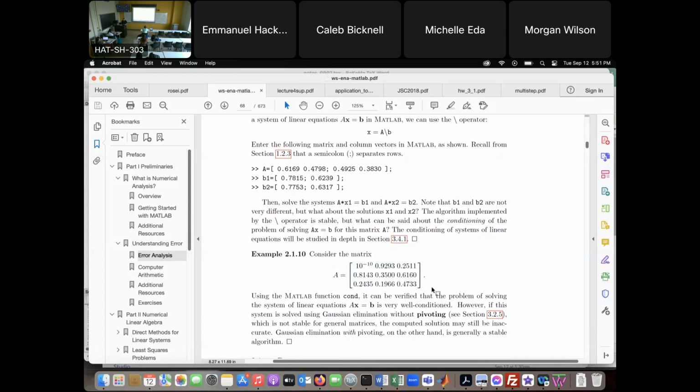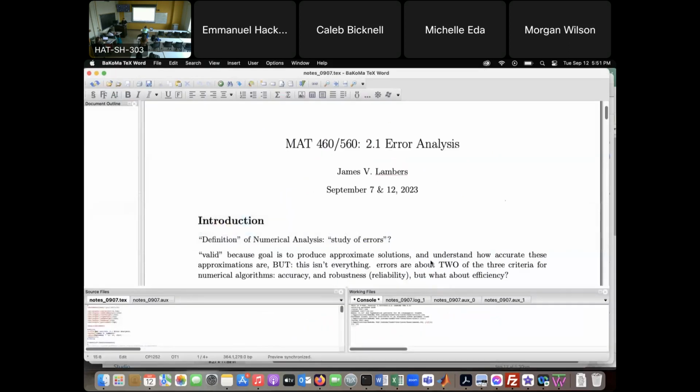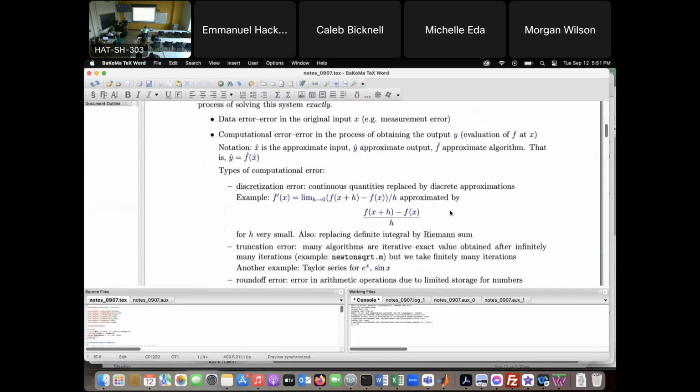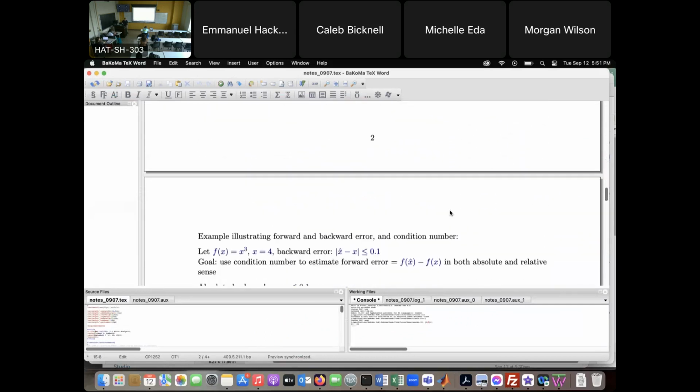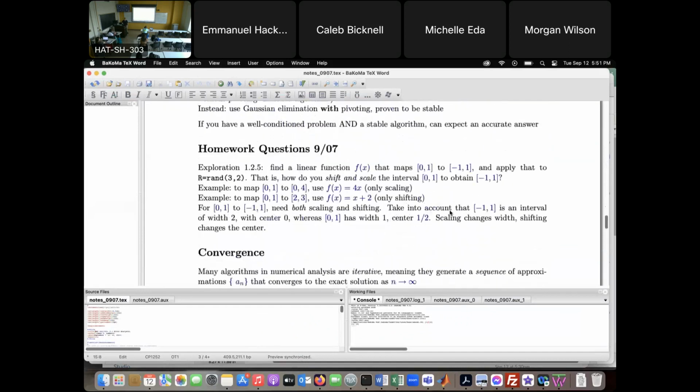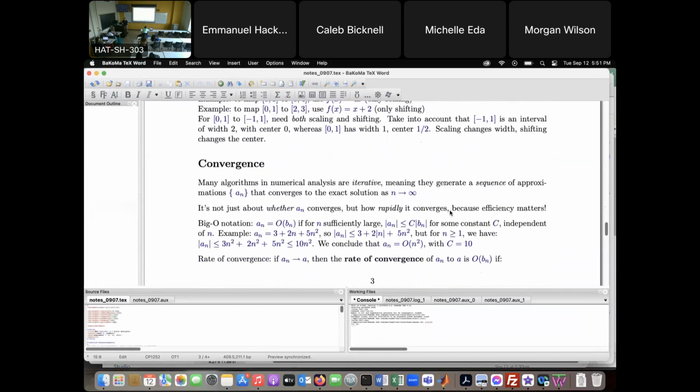Okay. Now, these are the same notes from last time, but I only did the first half of them or so. Now I'm going to do the other half today to complete this section. That's going to take us down here.